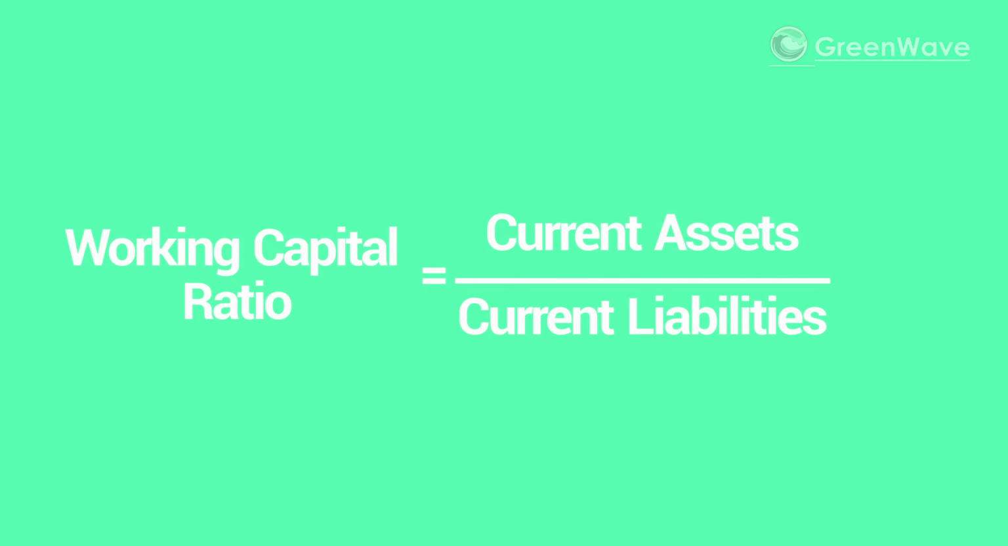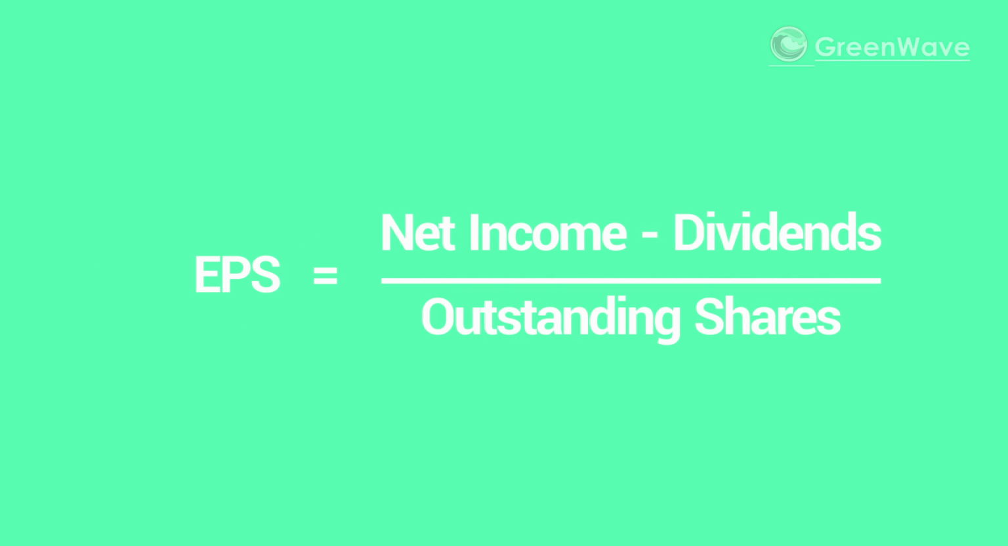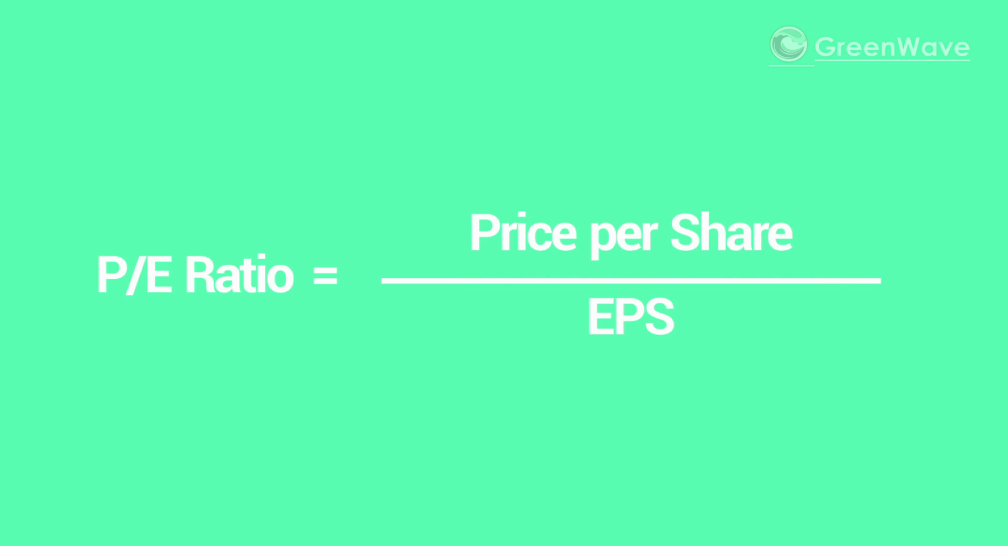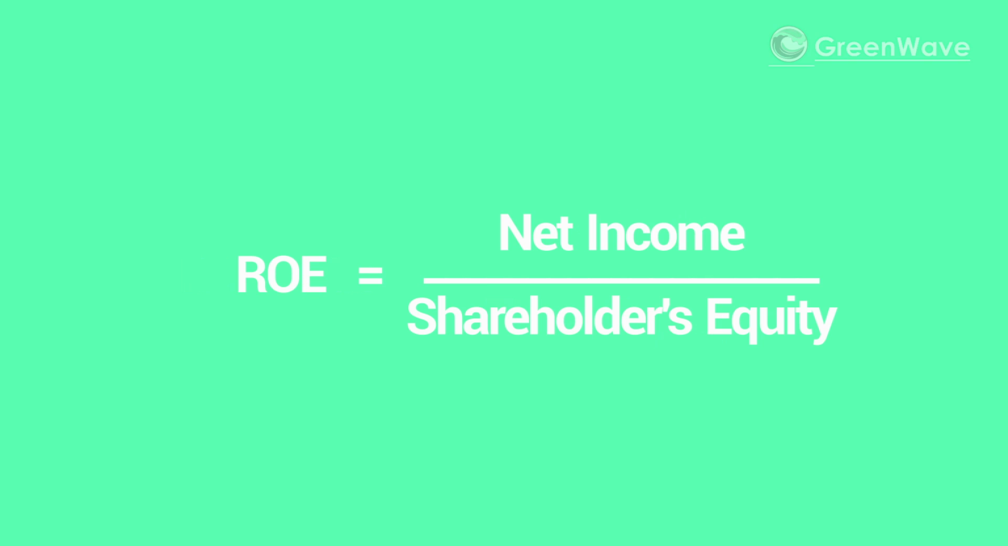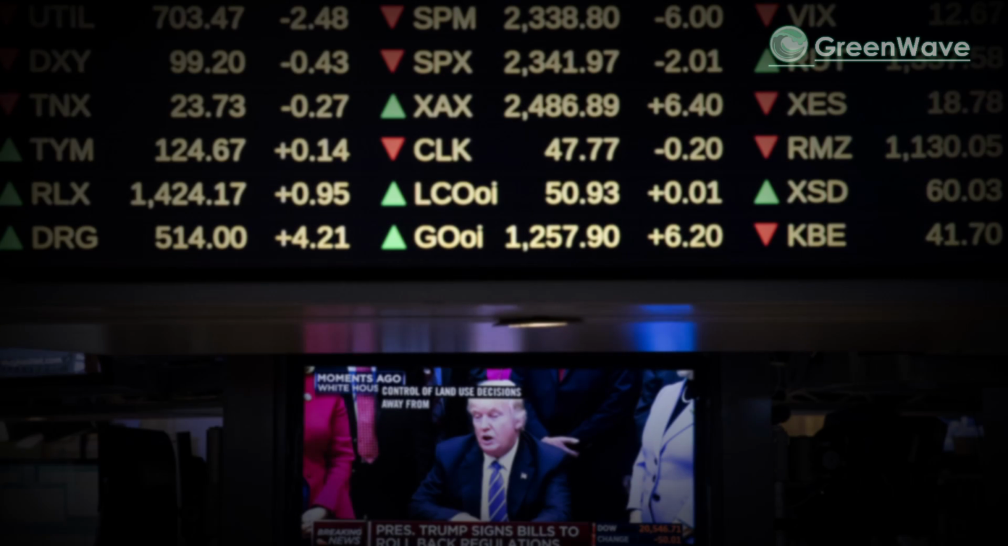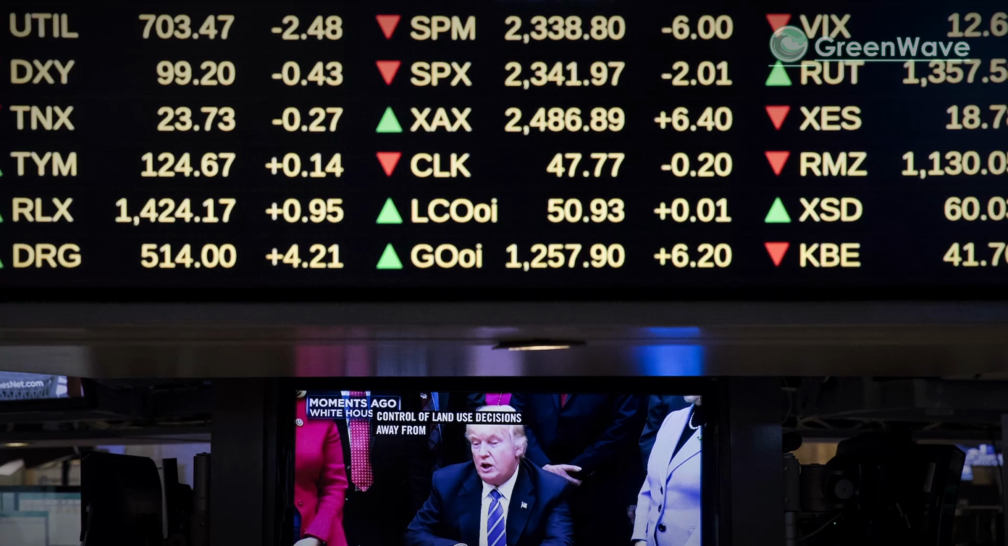Working capital ratio, quick ratio, earnings per share or EPS, price to earnings ratio, debt to equity ratio, and return on equity. There we have it, the top 6 financial ratios that will be discussed in this video.